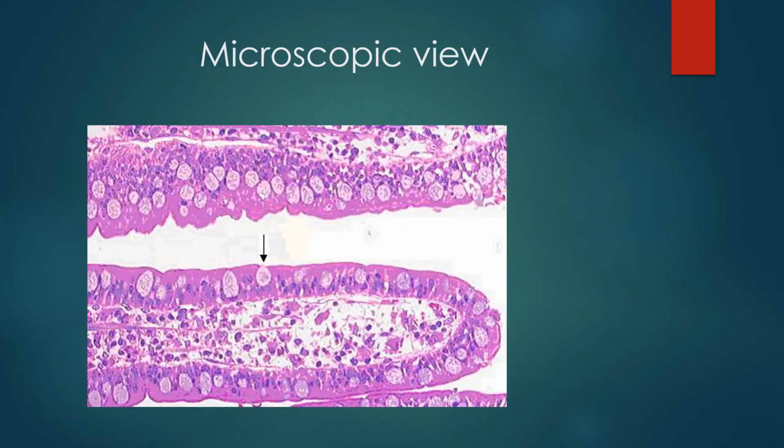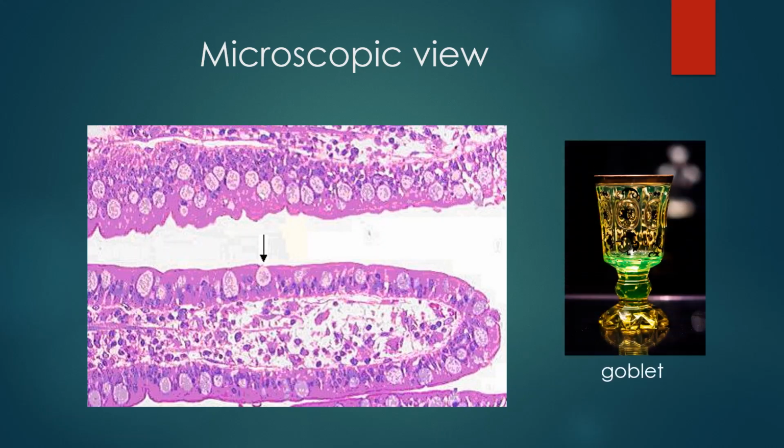Here is a view of a goblet cell under a microscope. They are called goblet cells because the shape of the cells resembles a drinking cup.